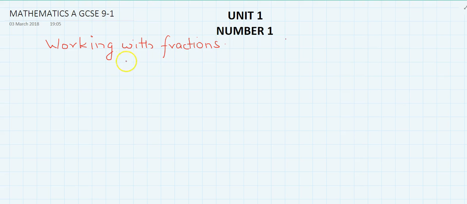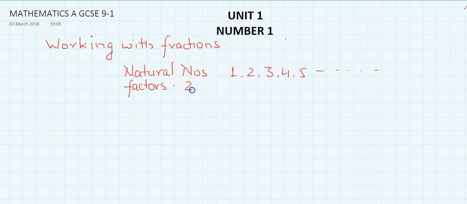Before we learn the properties of fractions, let's have some knowledge about natural numbers. You know natural numbers start from 1, 2, 3, 4, 5 and so on. These are the natural numbers. You should also know what are the factors. Factors are the numbers which, when we multiply, we get a certain number, or a number can be completely divided by that number.